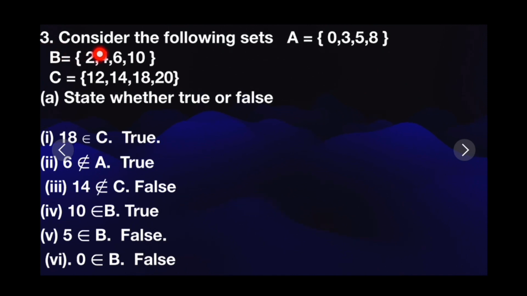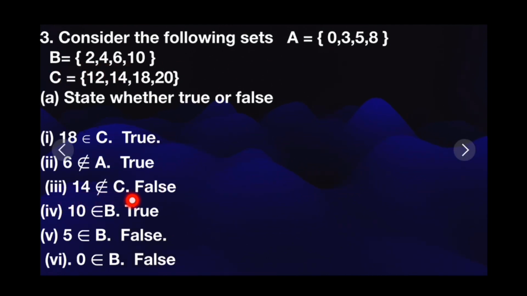Question number 3. Consider the following sets. A is equal to 0, 3, 5, 8. B is equal to 2, 4, 6, 10. C is equal to 12, 14, 18, 20. So the question is state true or false. 18 belongs to C. Yes, it belongs to C. True. 6 does not belong to A. That is also true. 6 belongs to B.